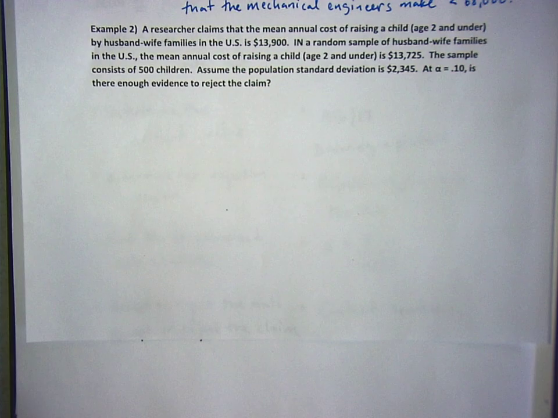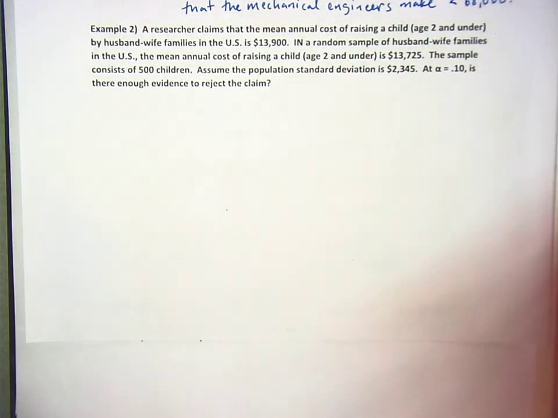Okay, yeah. A researcher claims that the mean annual cost of raising a child is $13,900 just for the ages of 2 and under. In a random sample of husband-wife families in the US, the mean annual cost of raising a child is this. The sample consists of 500 children. Assume that the population standard deviation is 2,345 at alpha equals 0.1. Is there enough evidence to reject this claim?